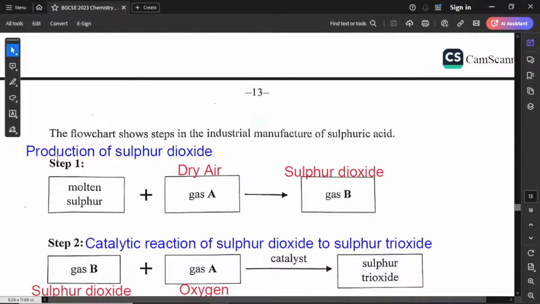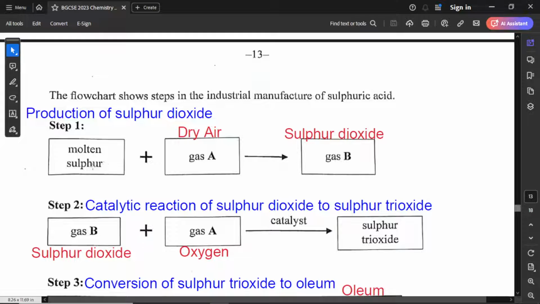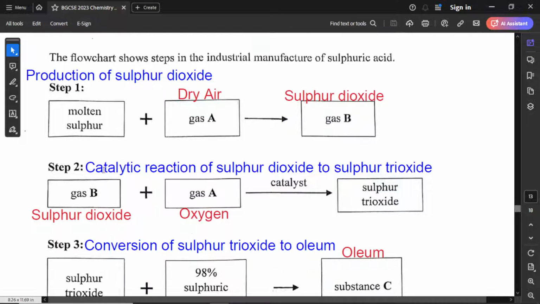And so here is the production of sulfur dioxide, the first step, just to give you in short. Then you put that gas added to the molten sulfur. You're going to add oxygen or dry air, and they want to get the sulfur dioxide. And then for step 2, you're going to have a catalytic reaction of sulfur dioxide to sulfur trioxide. And that's where you get sulfur trioxide right here.